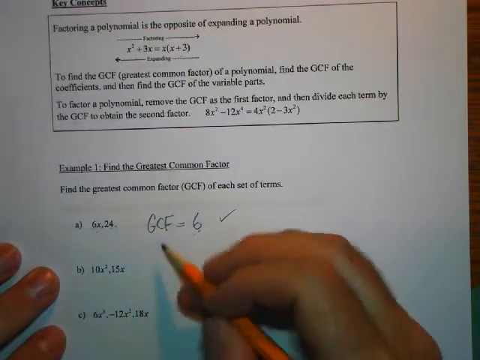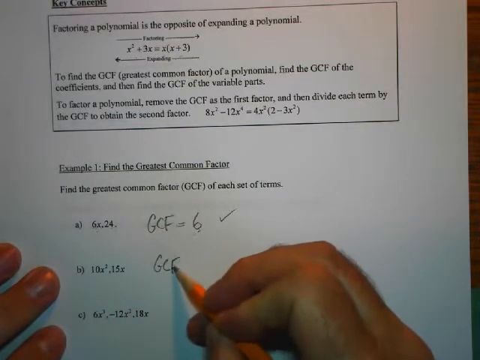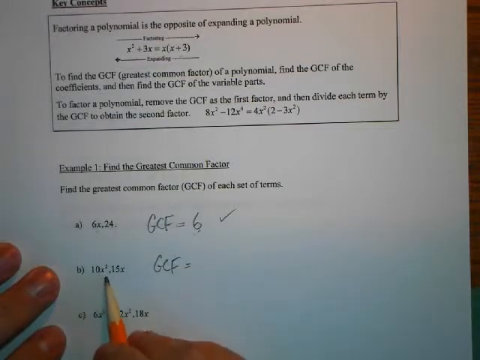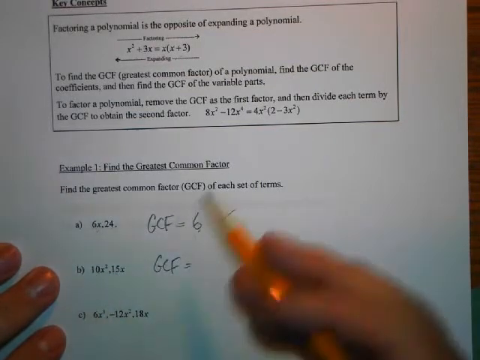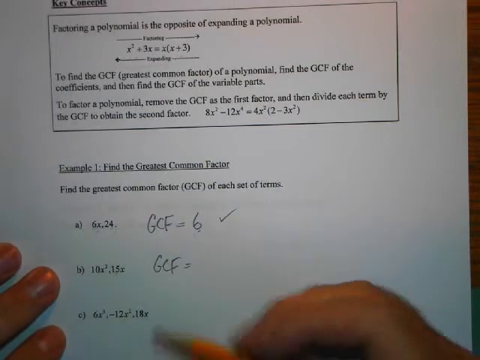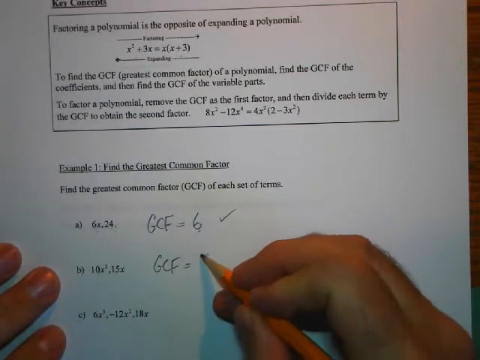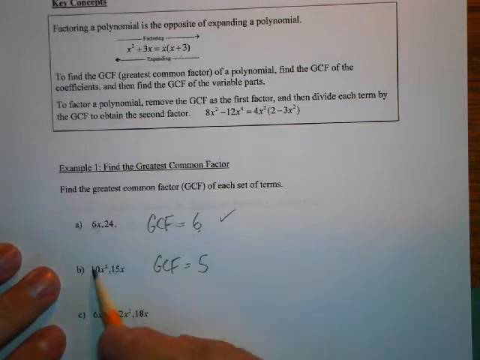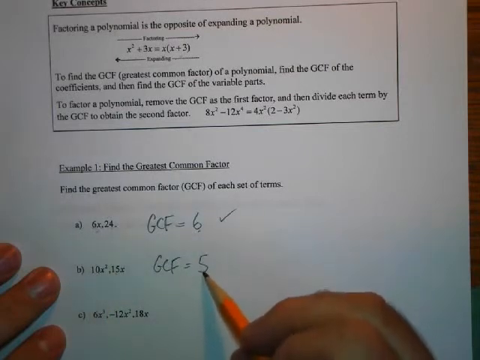Okay, so let's go down here, try the next one. So this time we have 10x squared first term and 15x the second term. So again, first step, look at the number parts. We have a 10 and a 15. What's the biggest possible number that I could divide into 10 and 15? Well, this one should be easier probably. It should be a 5. Okay, so 5 goes into the 10, 5 goes into the 15. Nothing bigger goes into both. Okay, so we're done with the number part.